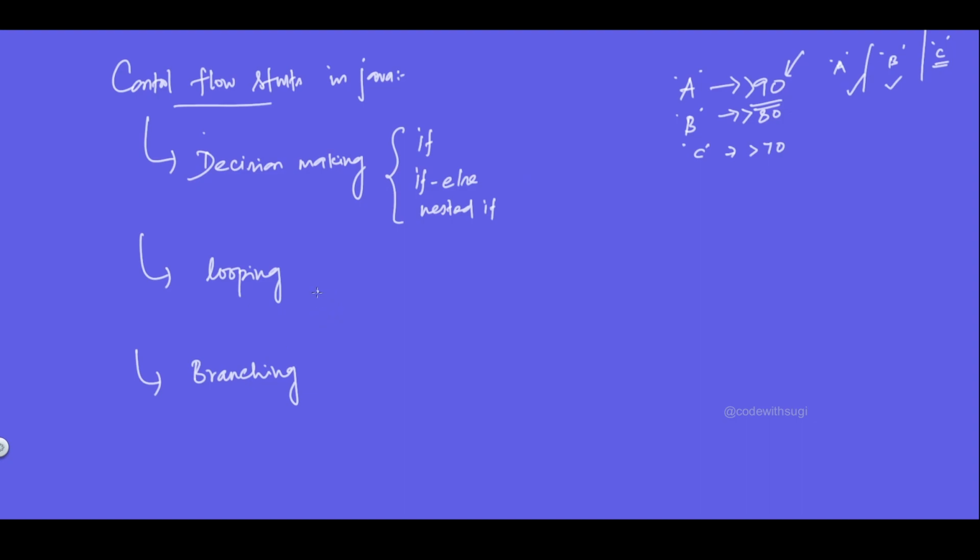For looping, we have for, while, and do while. So these three are called looping. Using these looping statements, we can iterate the values. For branching, we say switch case. Here, to break the control, we use break statements.